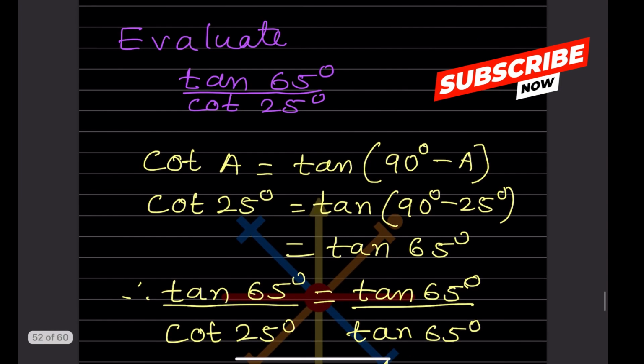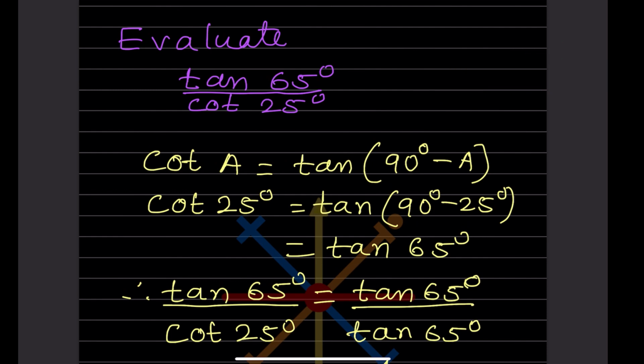Now we are going to see this problem. Evaluate tan of 65 degree divided by cot of 25 degree. We'll start here. We know that cot A is tan(90 minus A). So in place of this A, we'll write here this 25. Wherever you see A, you are going to write 25, because you are going to change this value. Otherwise we cannot solve this problem directly.